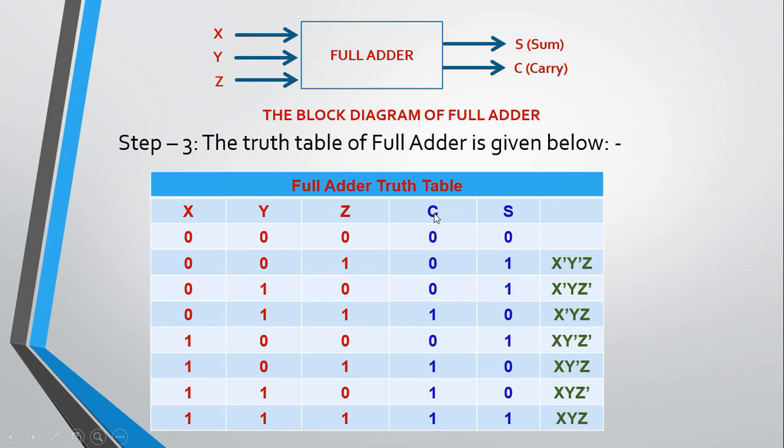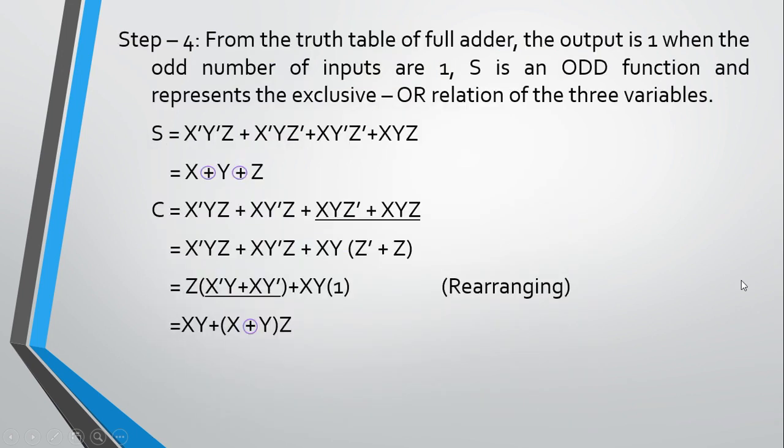Now let us form the Boolean function for c. 1 is there in this case, x' y z plus x y' z plus x y z' plus x y z. So wherever the value of 1 is there, you need to add it into the Boolean function. So over here we have the Boolean function written.